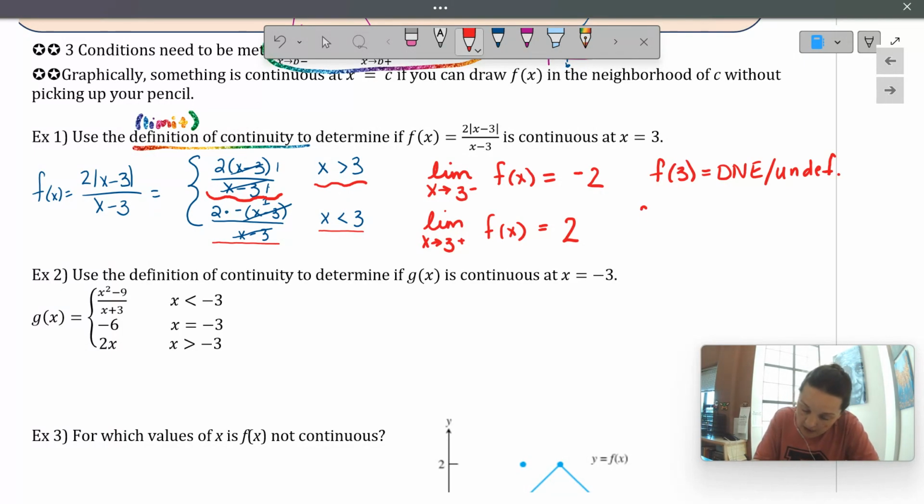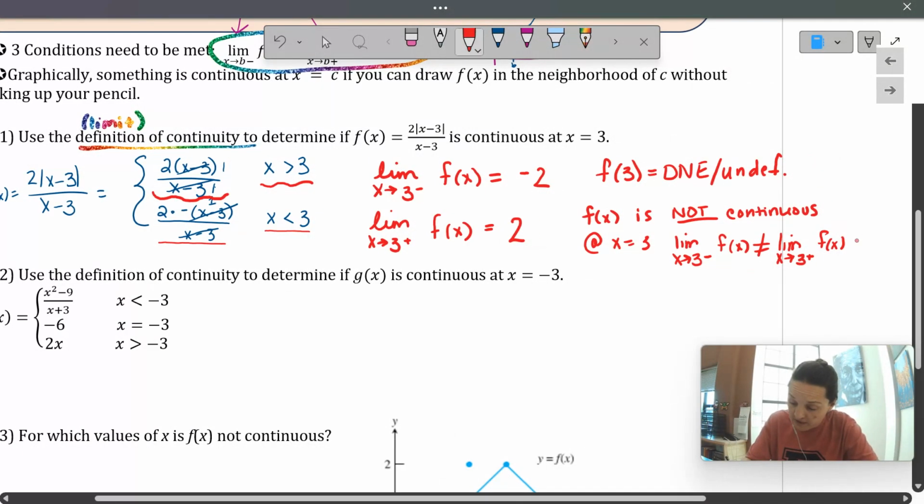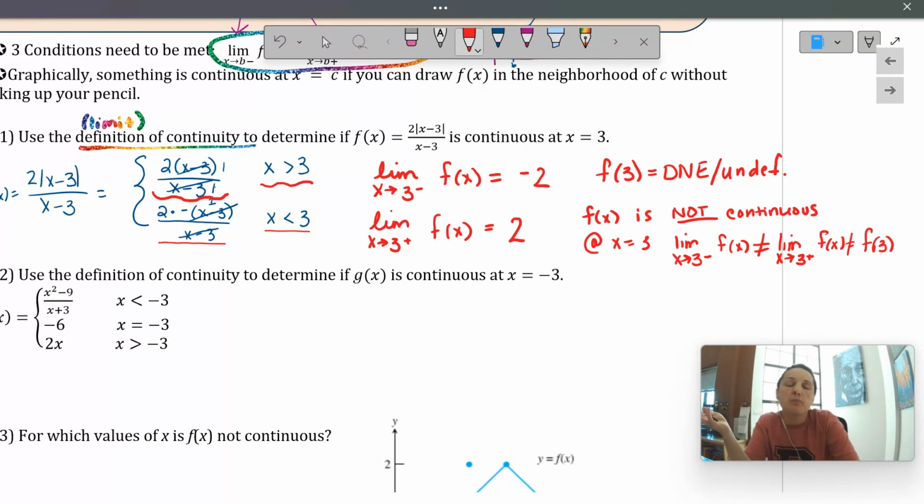And so I would say f of x is not continuous at x equals 3 because the limit as x approaches 3 from the left does not equal the limit as x approaches 3 from the right, which also in this case does not equal f of 3. Now, if any pair of those don't equal, the third doesn't matter, it's still not continuous, but I'm trying to emphasize a point here. All 3 of those need to be the same, and in fact, none of them are the same. So this is very much not continuous.